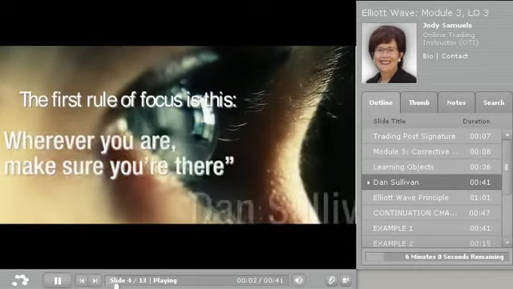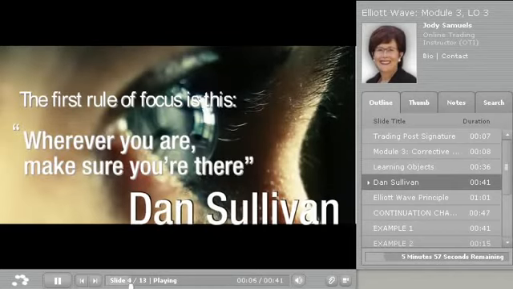Dan Sullivan, Strategic Coach founder, has this to say about the first rule of focus. Wherever you are, make sure you're there. You have taken the leap into learning the Elliott wave principles. Again, we congratulate you. We are almost 3/4 of the way there. Please continue to learn at your own pace so that at the end of this course you will be fluent in Elliott wave principles. We look forward to applying these principles together after you've completed the course. So, wherever you are, make sure you're there.